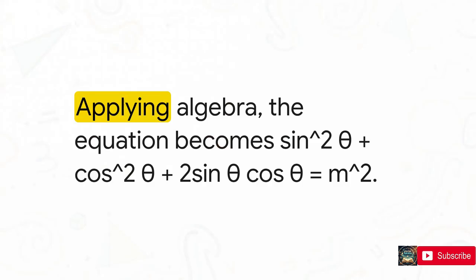So let's write it out clearly here. Squaring both sides gives us (sine theta plus cosine theta) whole squared equals m squared. And you remember your basic algebraic expansion, right? Good old (a plus b) whole squared equals a squared plus b squared plus 2ab. Applying that exact logic right here, our left side expands beautifully into sine squared theta plus cosine squared theta plus 2 sine theta cosine theta, and all of that equals m squared.